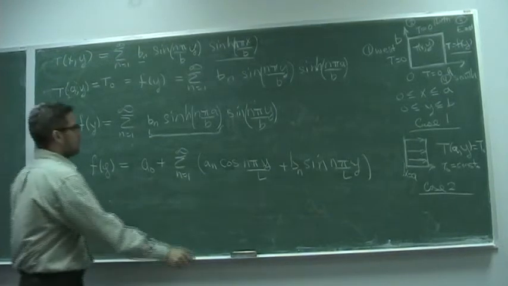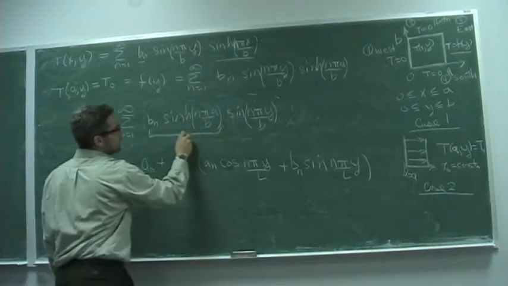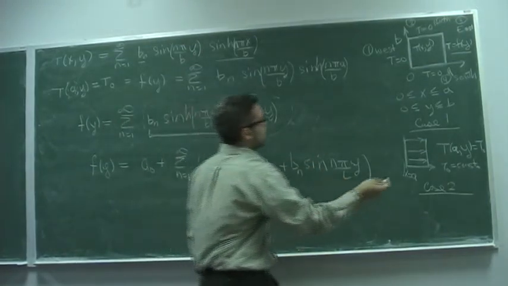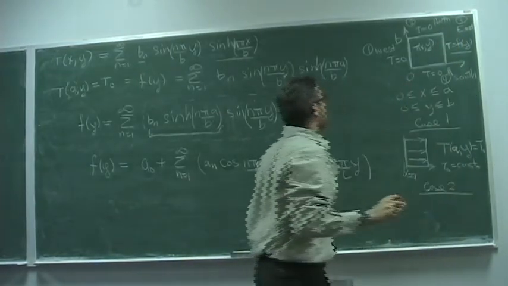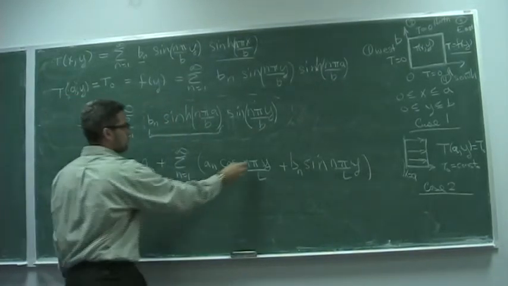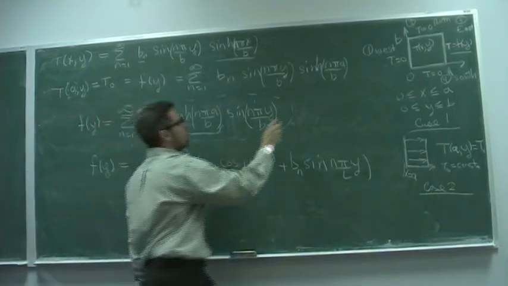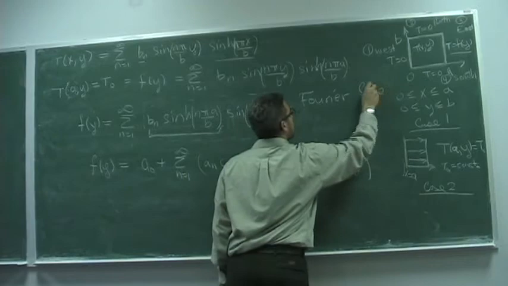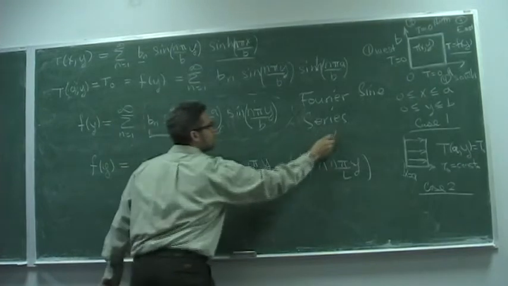So what does this look like right here? Just this term right here, the sine term. You've got a constant and a sine. So here's your L, you've got L as b, so you go from 0 to b. That's your 0 to L. These terms don't exist. So what we call this is a Fourier sine series. That's what you've got right here.